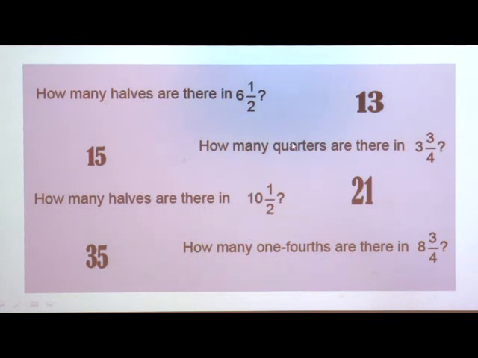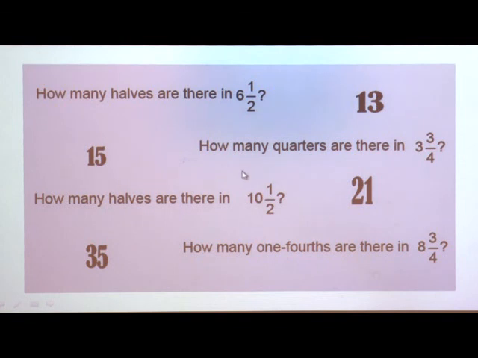Now how many quarters? A quarter is 1/4 part of a whole. So in 3 whole 3 upon 4, how many quarters are there? Here we have 3 fours are 12, and 3 upon 4 means 3 quarters. 12 plus 3 is 15. So 15 quarters are there in 3 whole 3 upon 4.